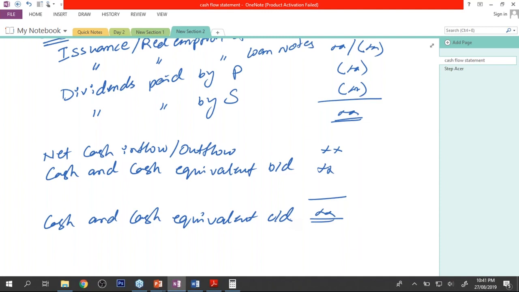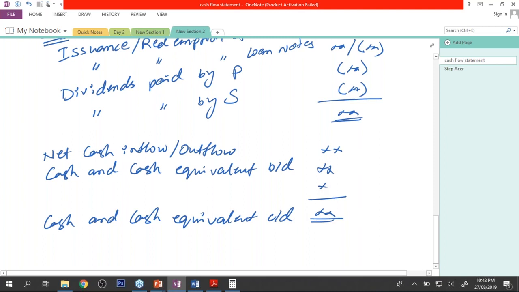Onam, dividend received from associate will also be in the investing activities because that's a type of investment income that we are receiving. Yes, Yogesh, you are right. I'm going to discuss that a bit later.